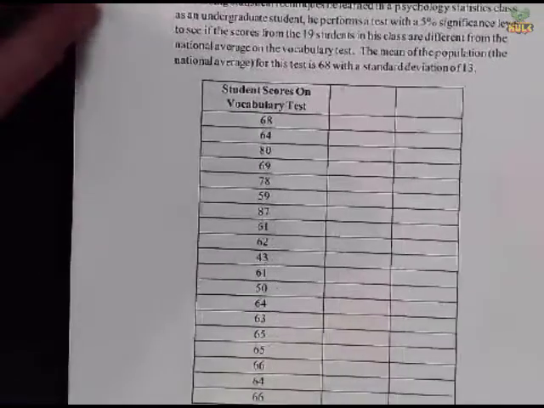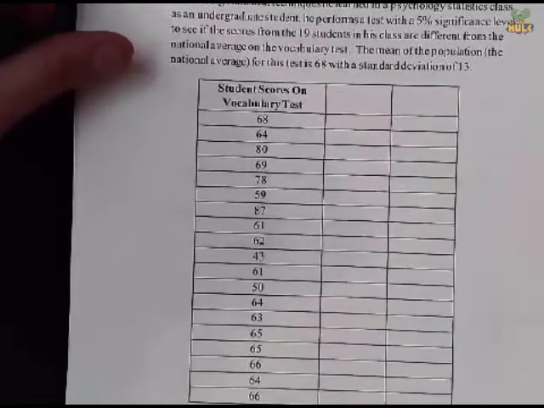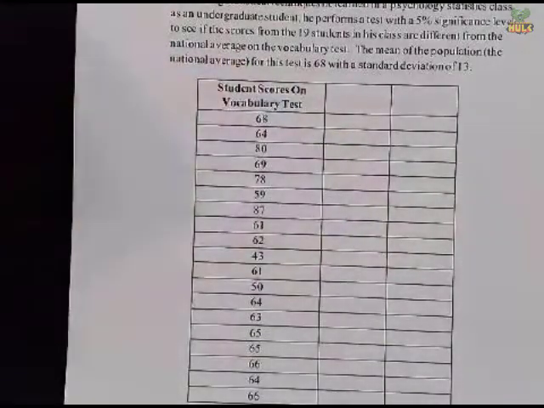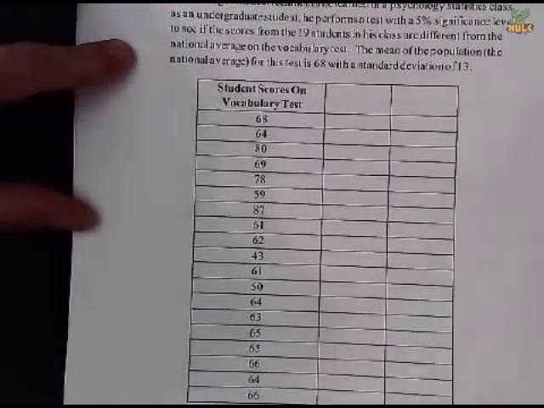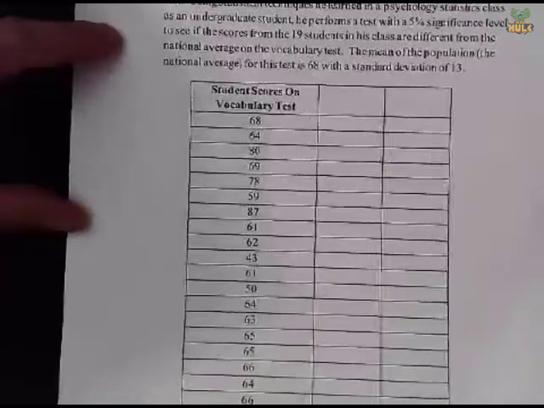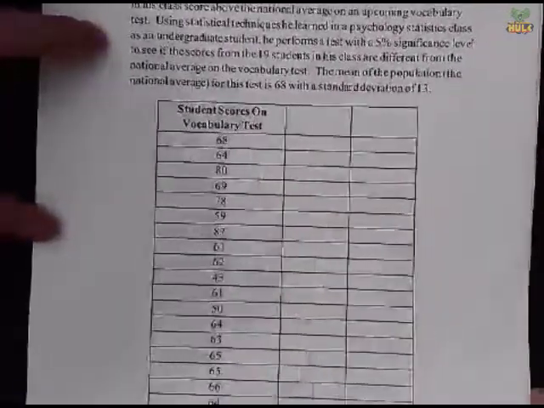An elementary school teacher is told he will receive a bonus if the students in his class score above the national average on an upcoming vocabulary test. Using statistical techniques he learned in a psychology statistics class as an undergraduate student. Good plug for that, right? He performs a test with a 5% significance level to see if the scores from the 19 students in his class are different from the national average on the vocabulary test. The mean of the population, the national average, for this test is 68, with a standard deviation of 13.